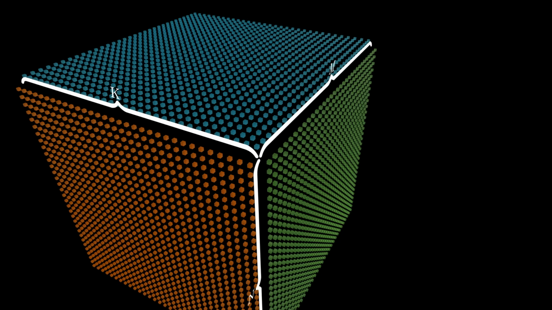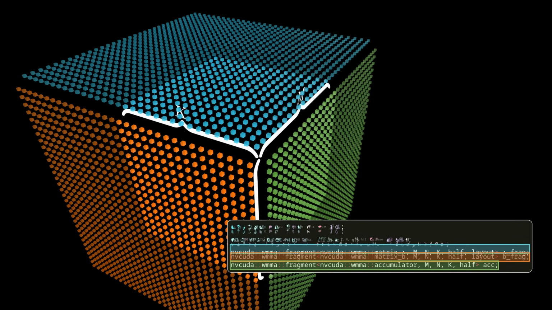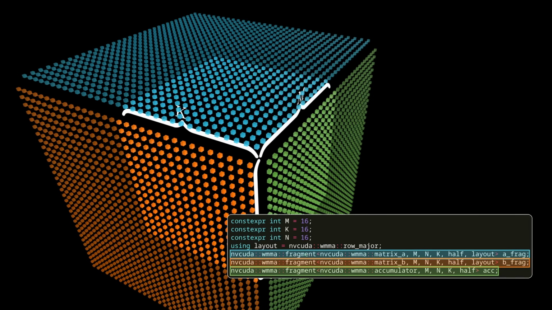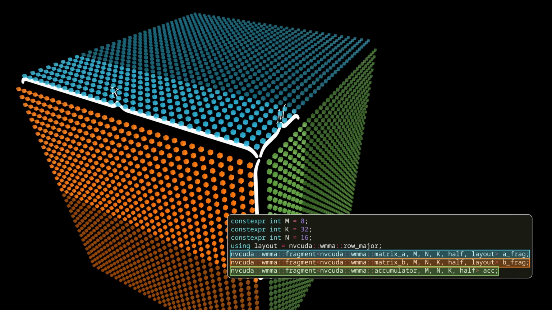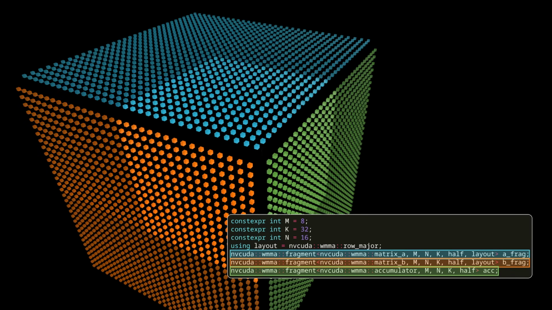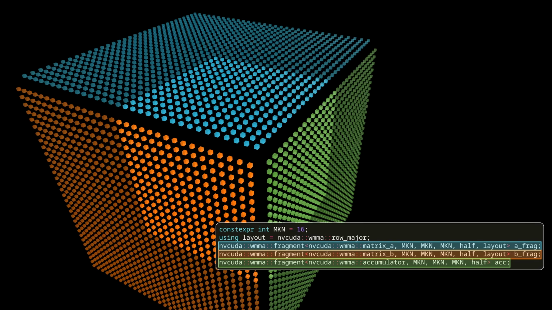Our tensor cores can operate on three different shapes, assuming that we are using half precision: 16 by 16 by 16, 32 by 8 by 16, or 8 by 32 by 16. For this example, we'll set all sides of our matrices to 16.